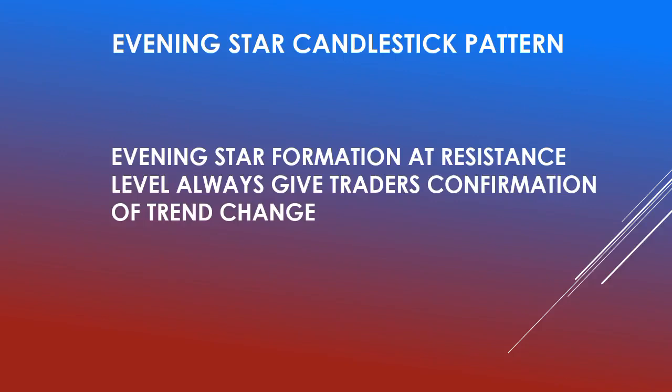Evening star formation at a resistance level always gives traders confirmation of trend change. When you have a resistance level on your chart and the evening star pattern forms at the resistance level, then you are said to have a confirmation of the bullish trend changing to a bearish trend. So the formation of the evening star pattern at your resistance on your chart will give you a confirmation that the trend will definitely change to a bearish trend.